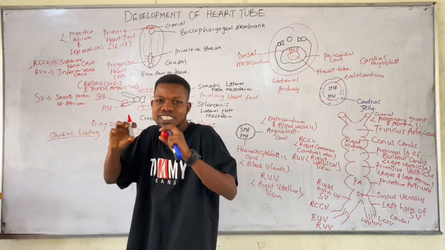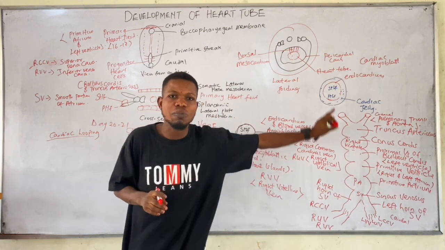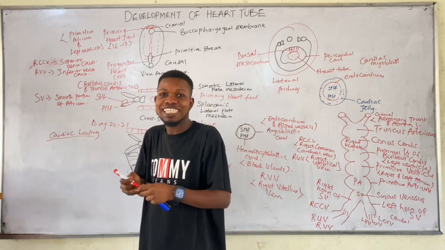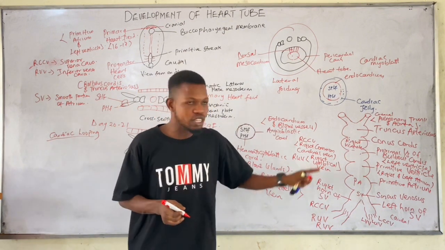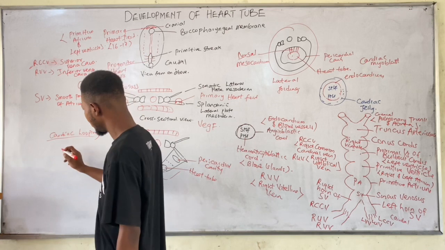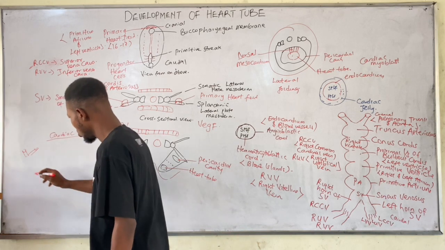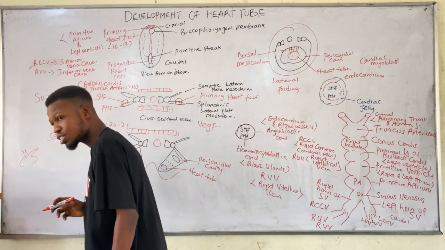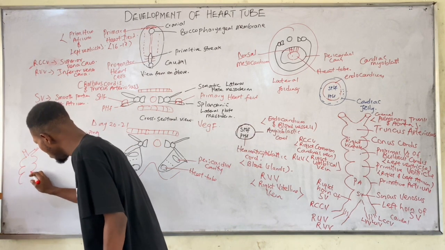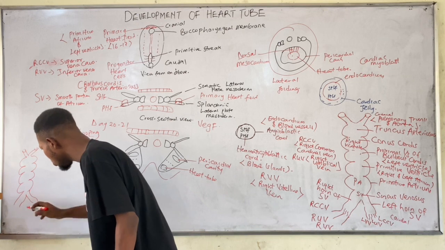Because we want to change the shape of this heart tube. We don't want the heart to become like a straight tube. We want it to be like a bilaterally shaped structure, like an upside down pyramid. That is the normal shape of the heart. So how will this occur? Let's say for example, this is my heart tube here. We have the bulbus cordis, the truncus arteriosus, then the primitive ventricle, primitive atrium, and the sinus venosus.